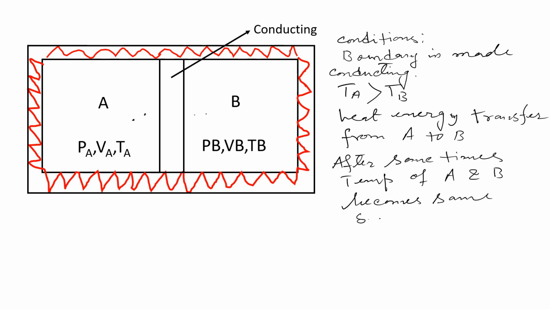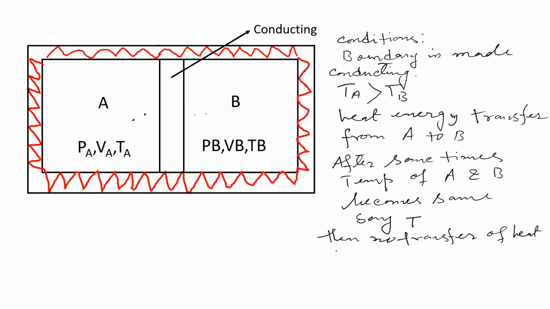Say this is T dashed. Okay, temperature of system A also T dashed, temperature of system B also T dashed. You can take it as T also. Temperature of system A and B both will become T. Okay, then what will happen? Then no transfer of heat.